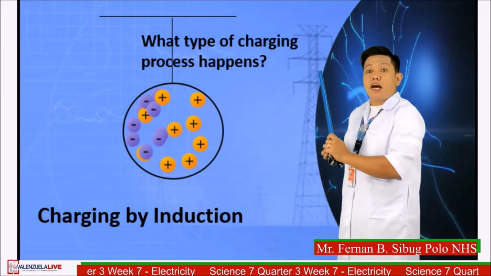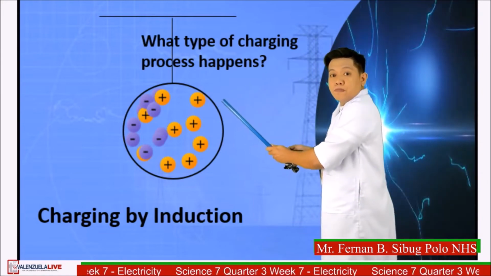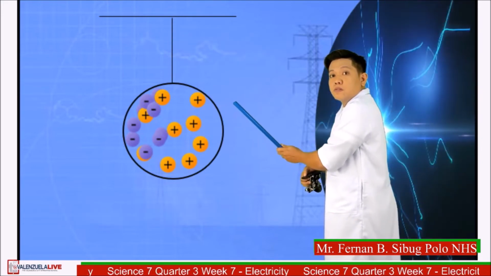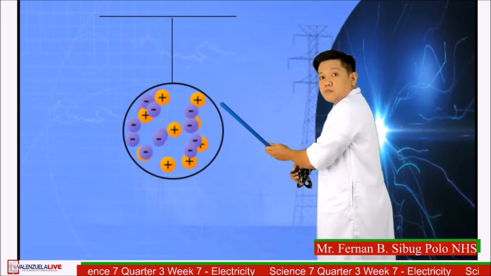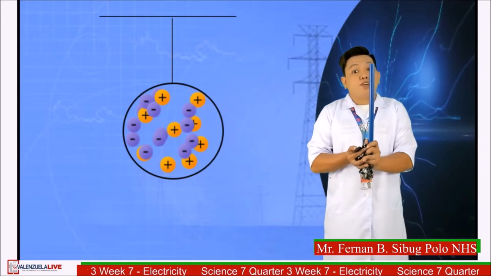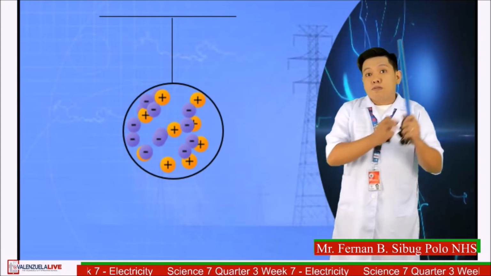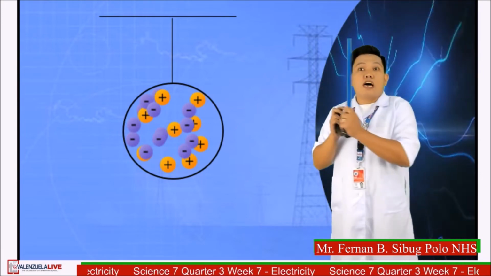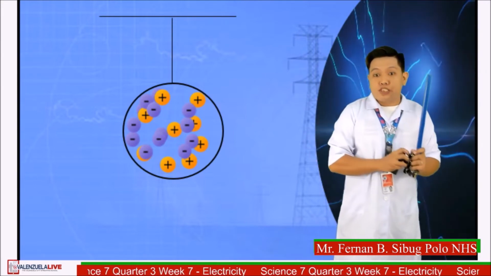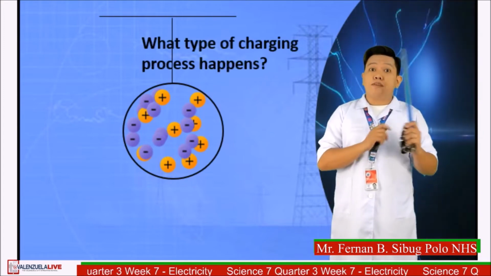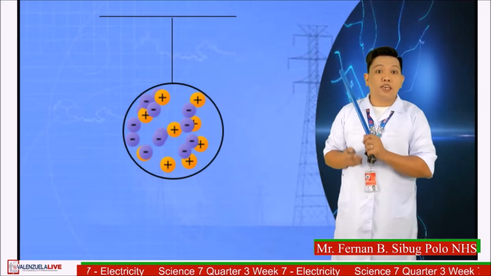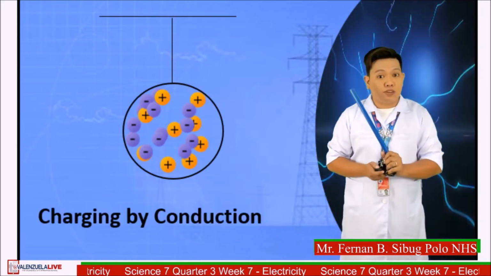Now, observe what will happen when the PVC pipe touches the sphere. Okay, so electrons transfer from the negatively charged PVC pipe to the neutrally charged sphere, leaving the sphere negative in charge. What type of charging process happens here? Correct. It is charging by conduction.